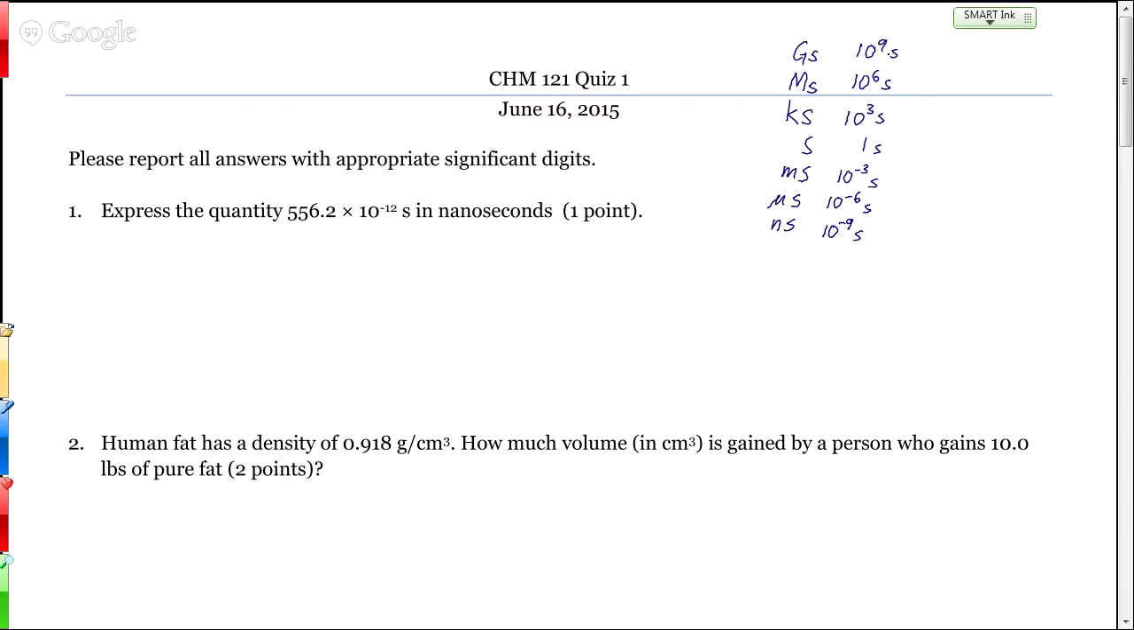Okay, if you don't know that already, as long as you keep the order of prefixes in mind, you can always figure out what that number is. So a nanosecond is a billion times smaller than a second. So there's a billion nanoseconds in a second. Now we can do the conversion.